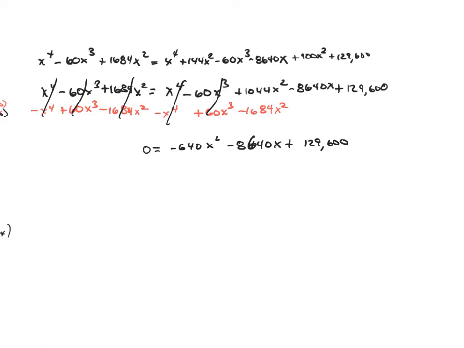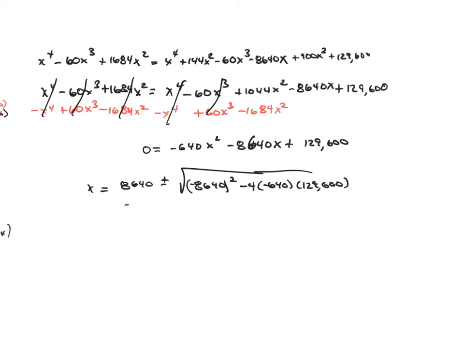Okay. What can we do with this? Well, we need to solve this. This is a quadratic equation. Factoring, no thank you. I'm going to use the quadratic formula. So I have x equals negative b, which would be 8640, plus or minus the square root of b squared, so that's negative 8640 quantity squared, minus 4 times a, which is negative 640, times c, which is 129,600. All of that's over 2 times a, which is 2 times negative 640. Again, I'm not messing around. I'm just straight up using my calculator.